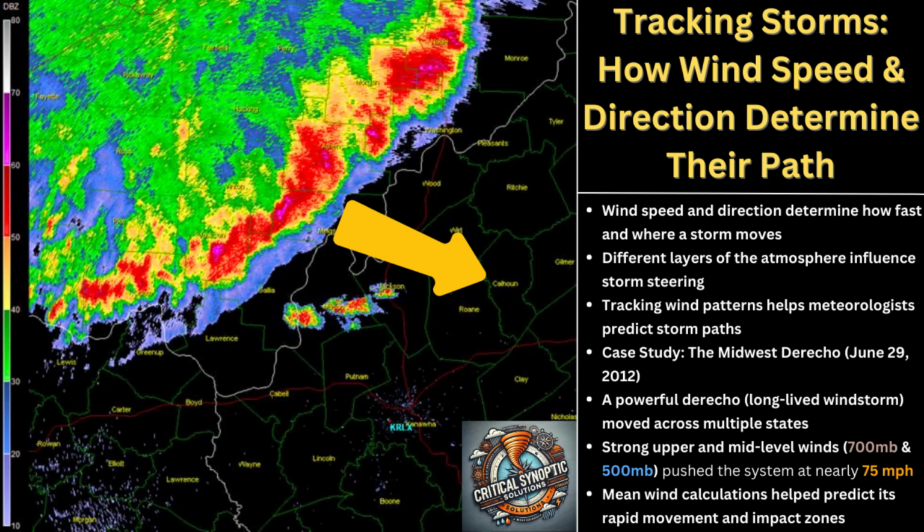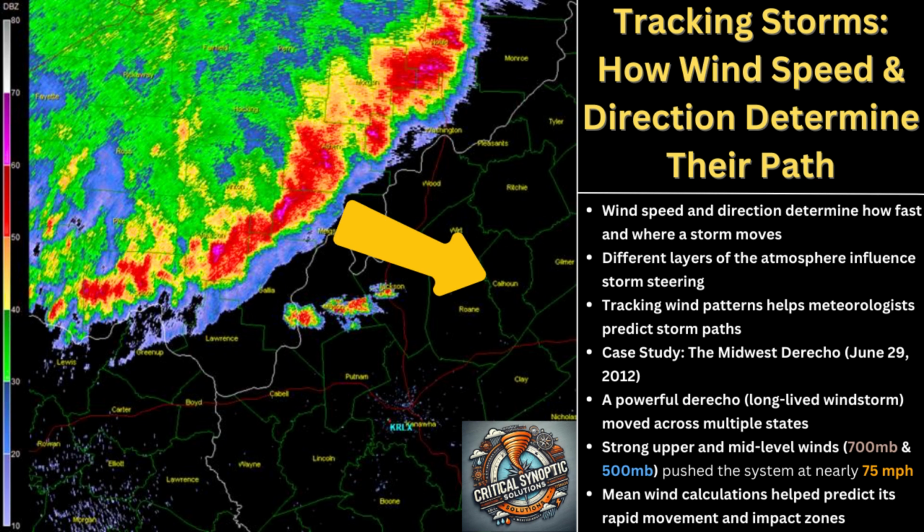Imagine you're watching the evening news and the meteorologist warns about a fast-moving storm system racing across the Midwest. You look outside and the winds are calm, yet this storm is moving at an incredible speed. How is that possible? Why does the storm seem to have a mind of its own, traveling much faster than the winds you feel at the surface?